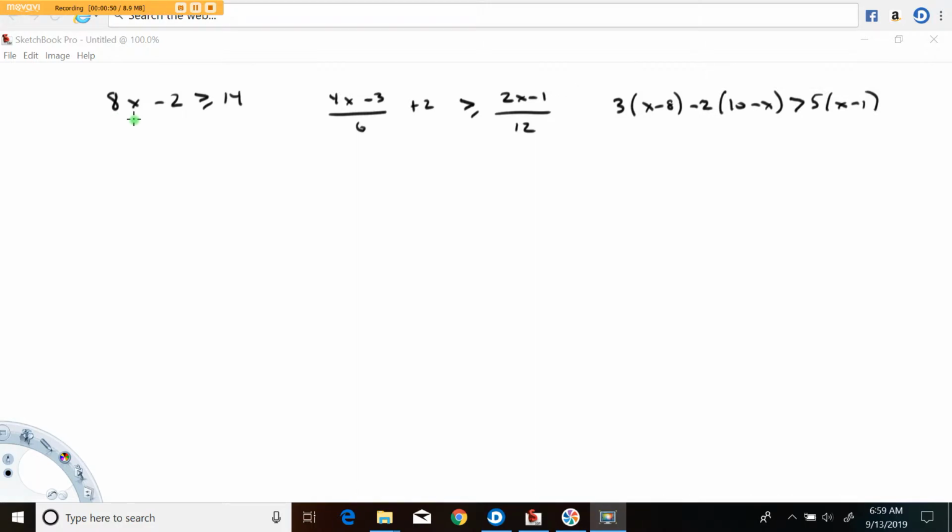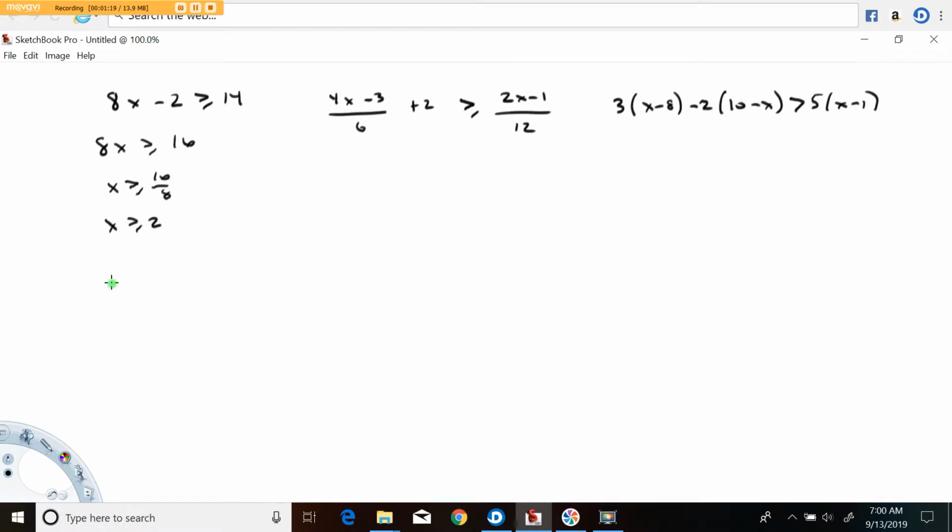All right, so let's start working on solving this one. Very similar to if this were a standard equal sign, we'd start by adding 2 to the right. The next line reads 8x greater than or equal to 16. Divide both sides by 8, and we know it's positive 8, so it's not going to do anything to the sign. We're going to have x greater than or equal to 16/8, so that's x greater than or equal to 2.